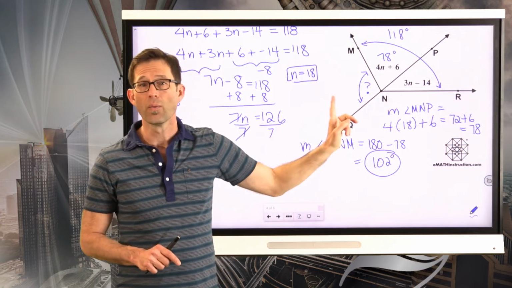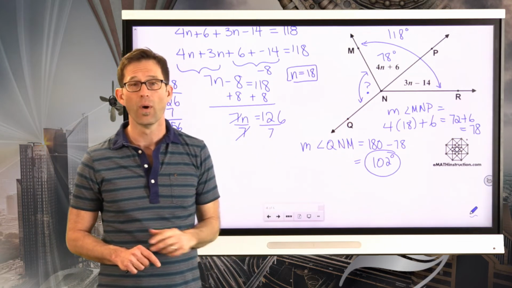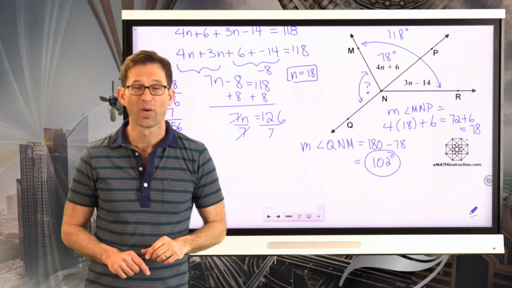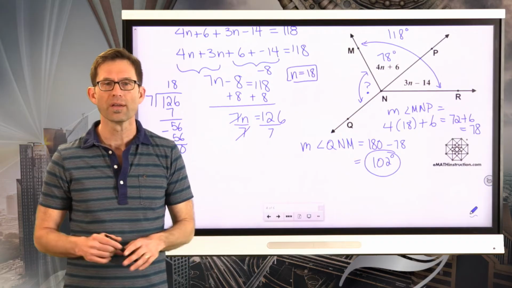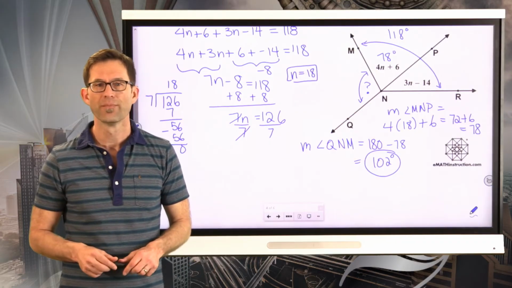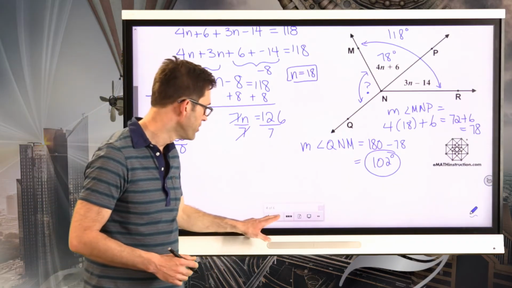Once we knew that angle, we could subtract from 180 to find the one that was missing. All right, lots of steps there, right? So you have to really feel comfortable with your angle relationships and your algebra. Let's take a look at one final problem.